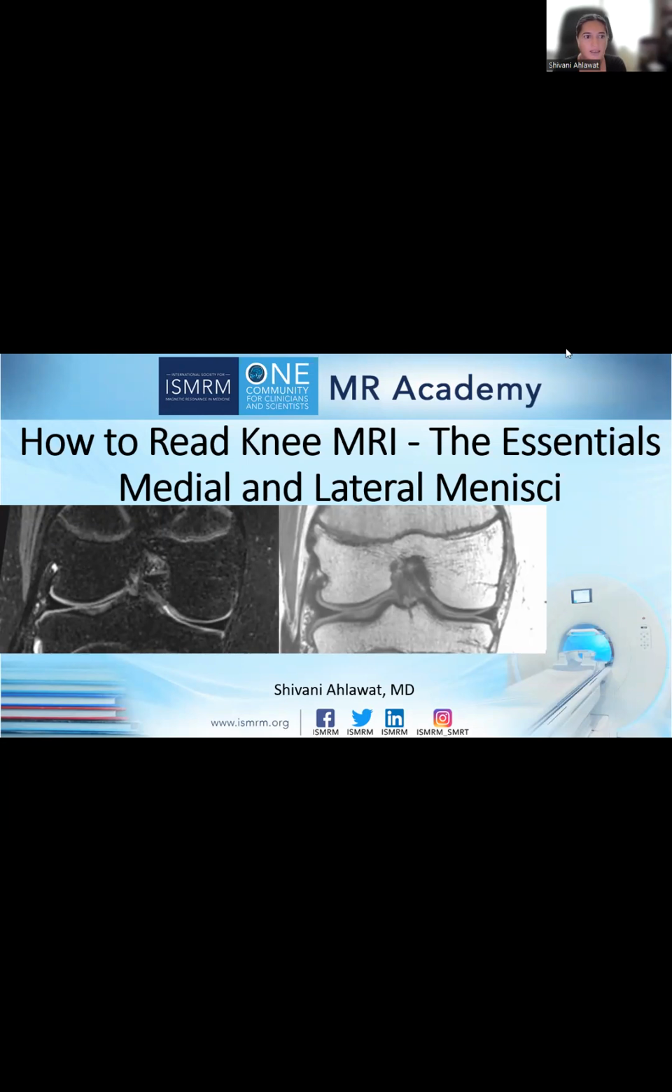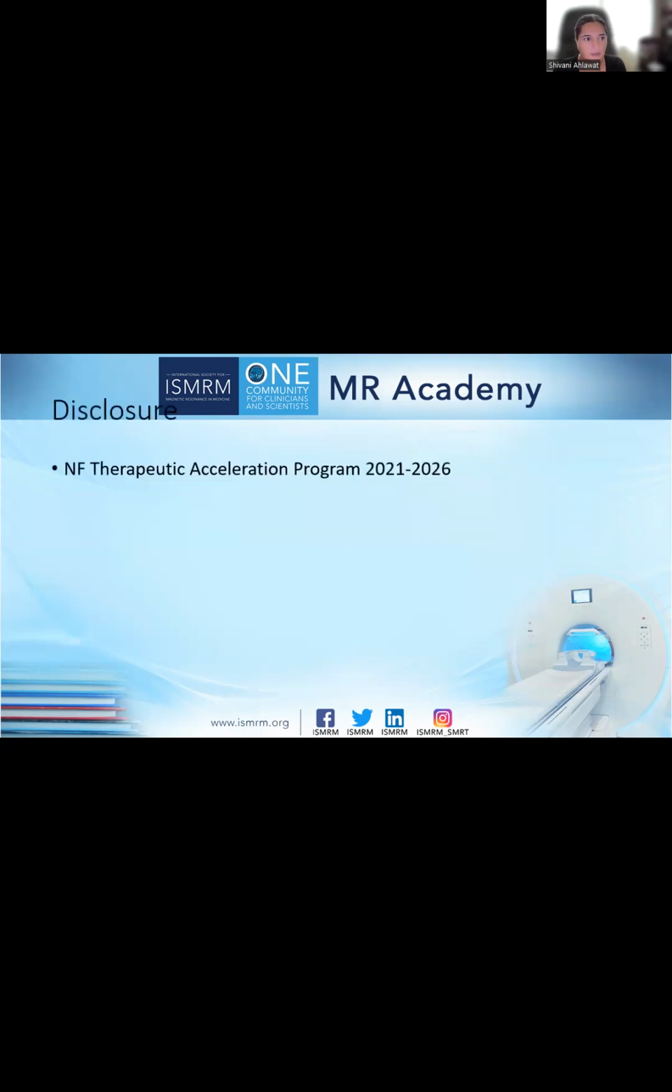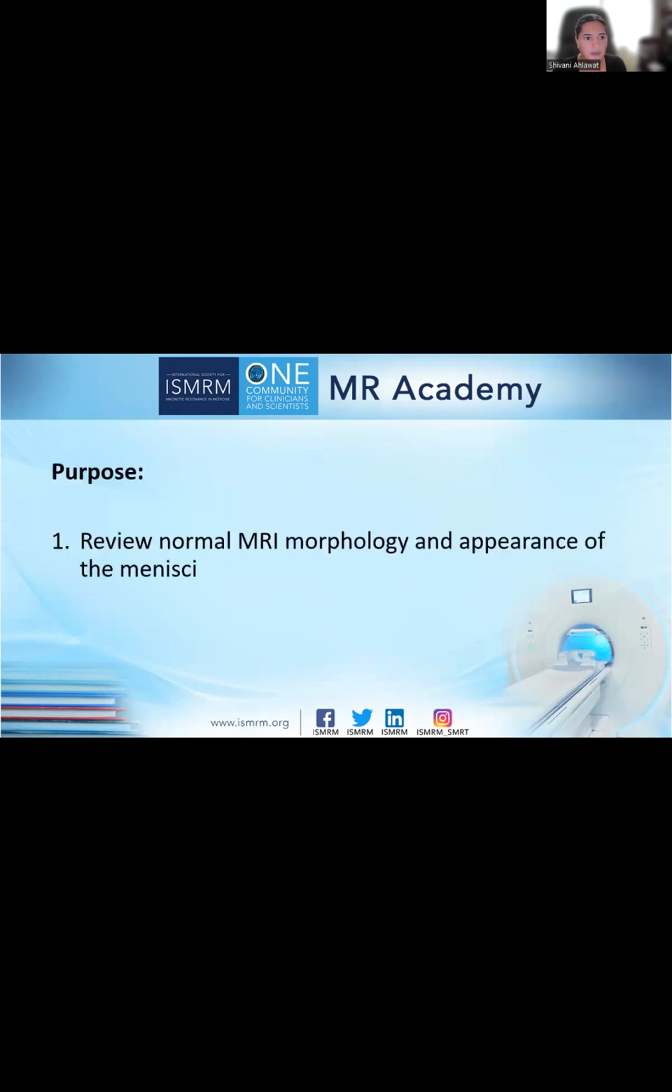I will be talking in this essential series on how to read MRI about the medial and lateral menisci. These are my unrelated disclosures. So today we will look at normal MRI of the menisci, focusing on what the normal morphology and variations in morphology are, and illustrate the spectrum of meniscal pathology as seen by MRI.